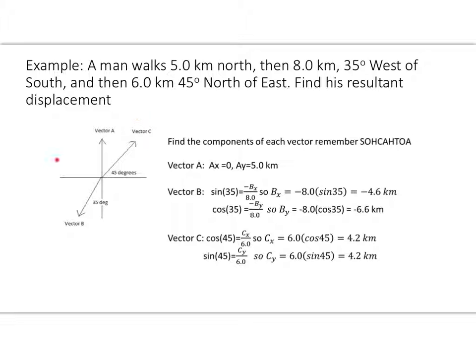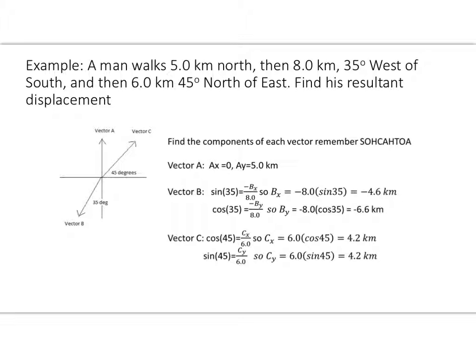Okay, so I've got the 3 vectors set up here on the xy coordinate system. We have vector A going due north. We have vector B, which is this one here, 8 kilometers 35 degrees west of south. There's south. This angle here would be 35 degrees. That's west, this way being west, of south. And then 6 kilometers 45 degrees north of east. That's vector C here. This angle is 45 degrees north of east.